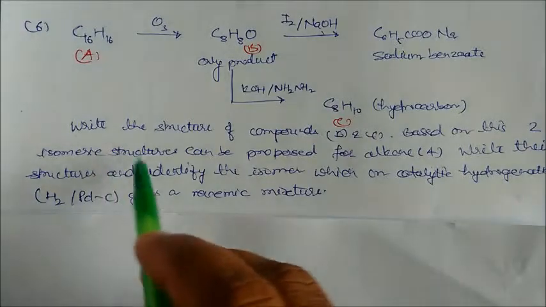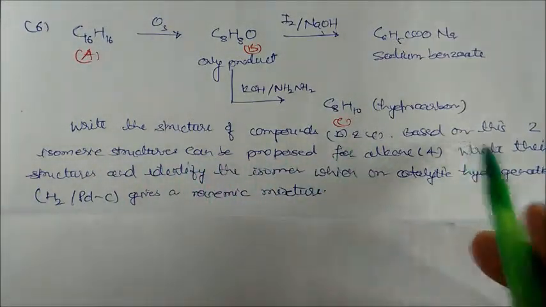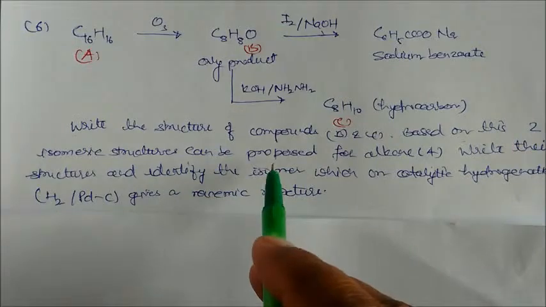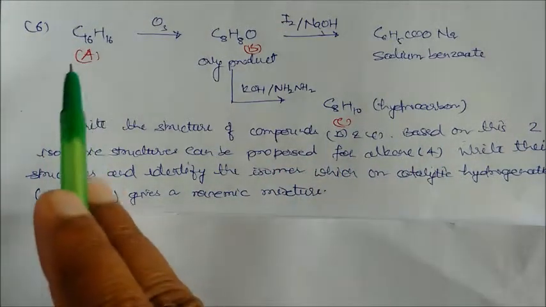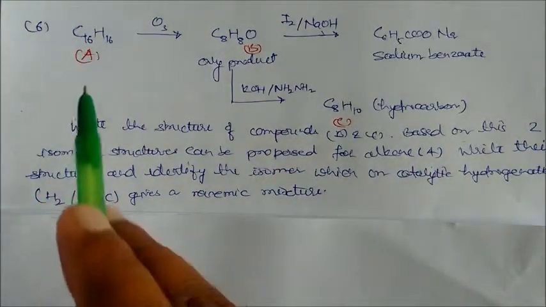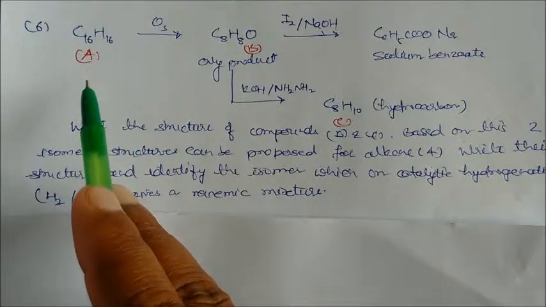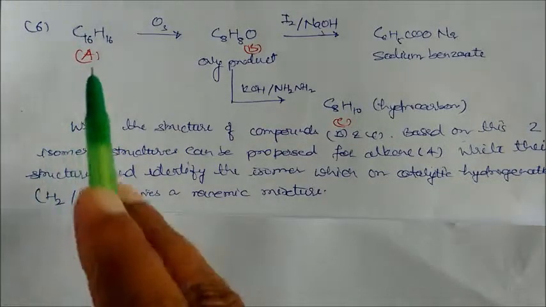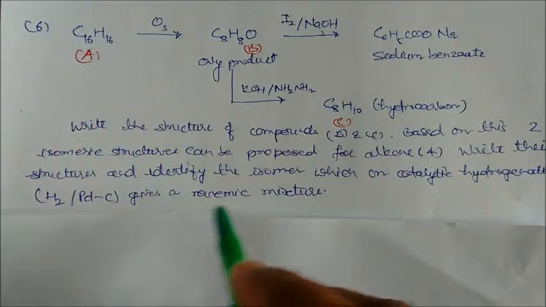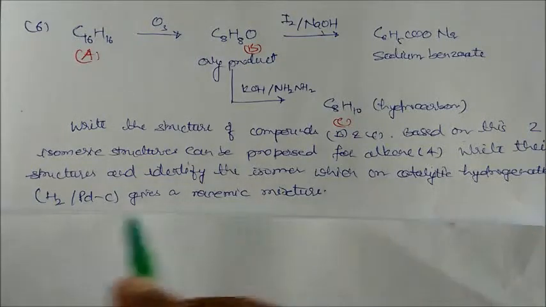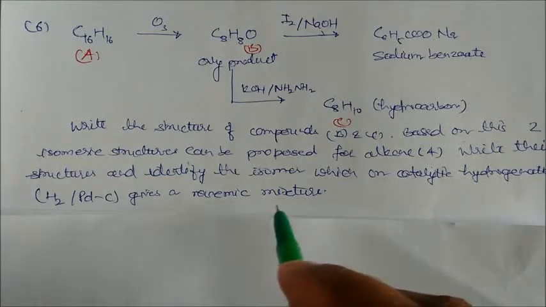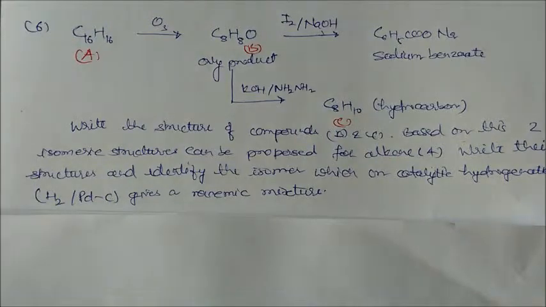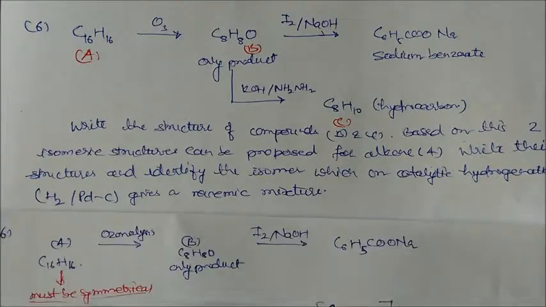So write the structure of compounds B and C, and based on these, two isomeric structures can be proposed for alkene A. So alkene A has different types of isomeric structures. We have to see which isomeric structures are possible, and write the structure of this C16H16, and identify the isomer which on catalytic hydrogenation with H2 and palladium gives the racemic mixture. So it is giving you a racemic mixture, meaning this is undergoing some optical isomers, or you can say some stereoisomers. So see how we can get this answer.